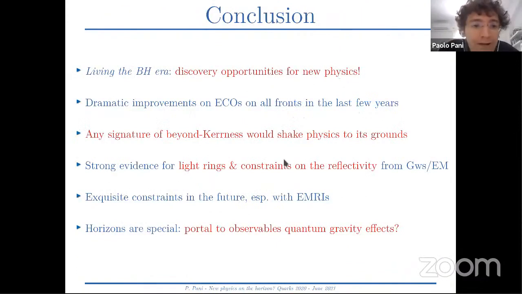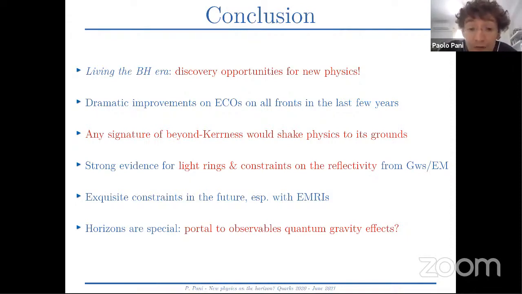So, my conclusions: we are leaving the black hole era. There are really plenty of new observations. I just focus on a few today, and there is plenty of opportunity for discovering new physics. There has been a dramatic improvement in the understanding of exotic compact objects, on the theory side, on the phenomenological side, and on the observation side. And these models are now taken much more seriously, including within the experimental community. Any signature of beyond-Kerrness will shake physics to its foundations and will be a major discovery.